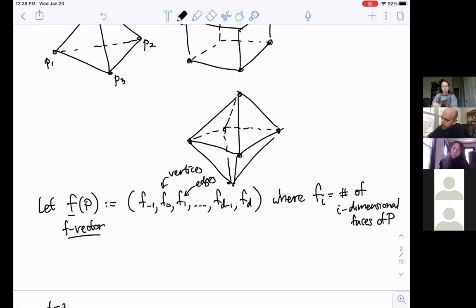So let's deal with this strange thing. This entry is always going to be a 1, and this is for the empty face. You might think that's a weird thing for me to do, but we'll see later. You do want to count the empty face in the F vector. It makes a lot of sense. It makes the calculations work better. And it is a negative one-dimensional face. Take it as convention, okay?